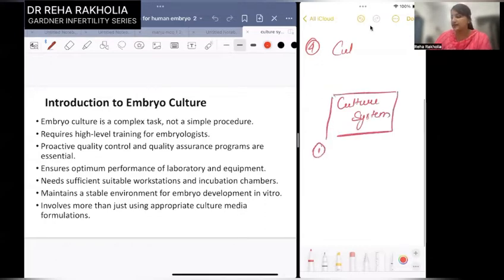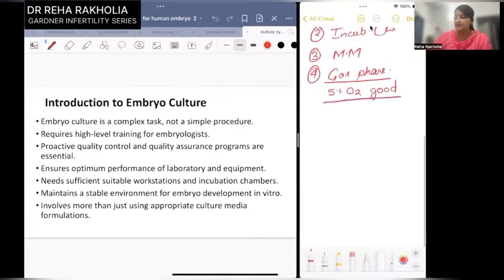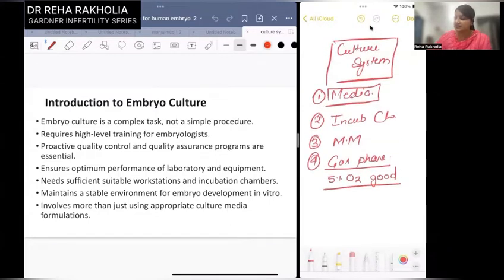First of all, it contains media. Second is incubation chamber. Third is macromolecules, like amino acid and hyaluronin. Fourth is gas phase, like there is a CO2 incubator and there is a trigas incubator. It is known that 5% O2 is good for the embryo rather than 20% O2. So gas phase is also a part of culture system. Fifth, air quality is also a part of culture system.